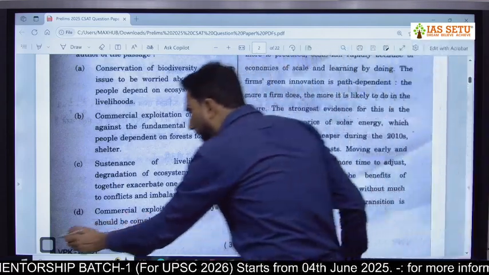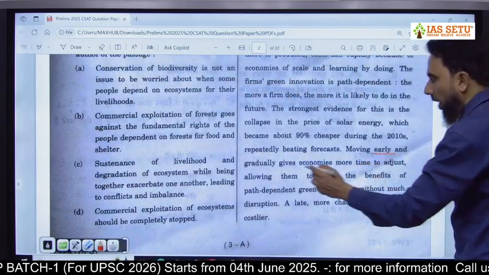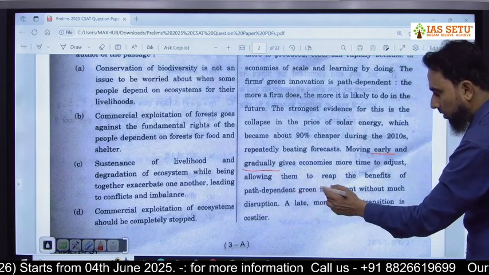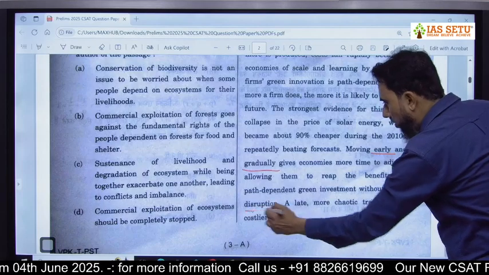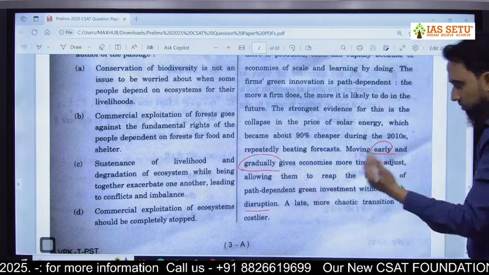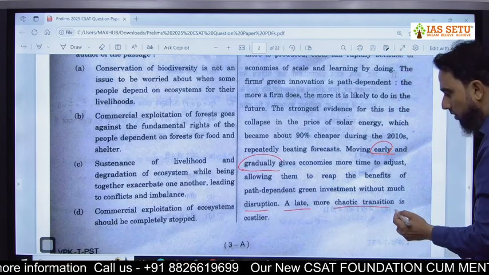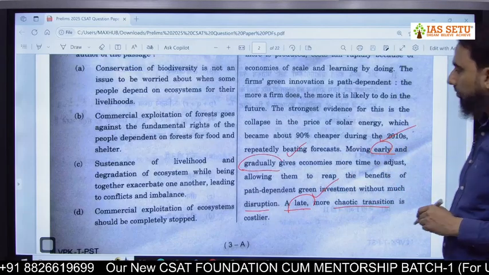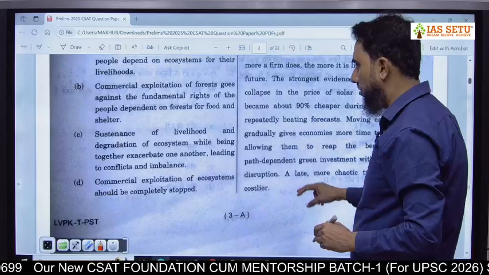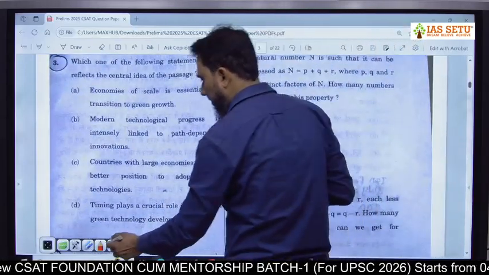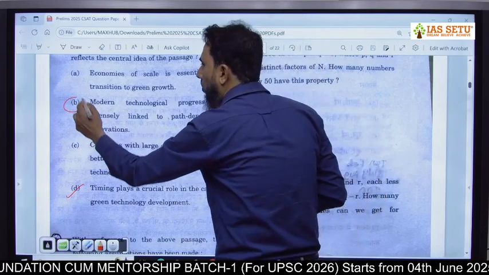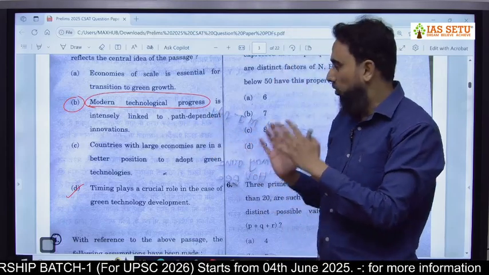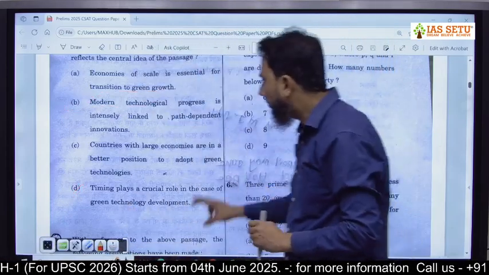Now for the timing part, you see he says moving early and gradually gives economies more time to adjust, allowing them to reap the benefits of path dependent green investment without much disruption, right? So starting early and gradually gives them benefit, whereas a late, more chaotic transition is costlier. So related to time, you have more support for the time part, and that's the reason D is a better option. Option B was very good, but modern technological progress is not just confined to green revolution or renewable energy sector. That's the point. So that was your D.